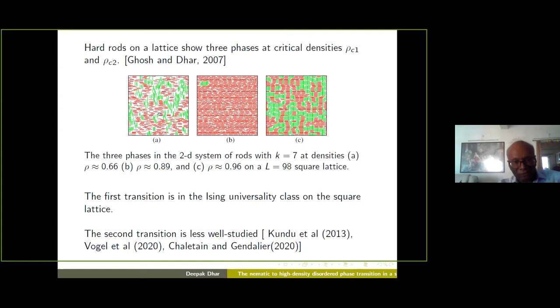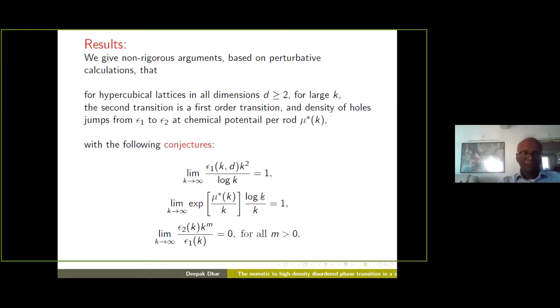So this first transition from the disordered to the nematic state has been studied a long time. This was, of course, studied first by Onsager, but this is on a lattice. And on the lattice, it is known that it is in the Ising universality class in 2 dimensions. The second transition has been less studied, and there are some earlier works, but they are not very conclusive, and they give different kinds of answers. So we will not discuss them in great detail here. So let me just give you a summary of what I would like to describe to you here.